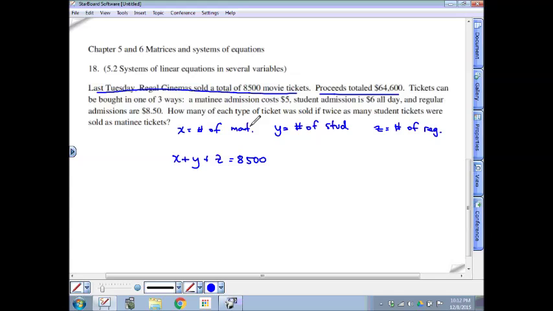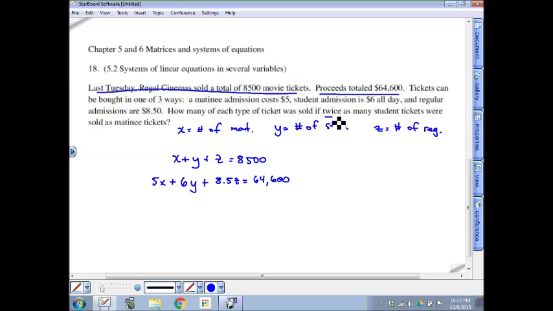The next sentence, proceeds totaled $64,600. The total amount of money earned is a result of $5 times the number of matinee tickets x, plus $6 multiplied by the number of student tickets, plus $8.50 multiplied by the number of regular tickets. That's going to give you total proceeds of $64,600.